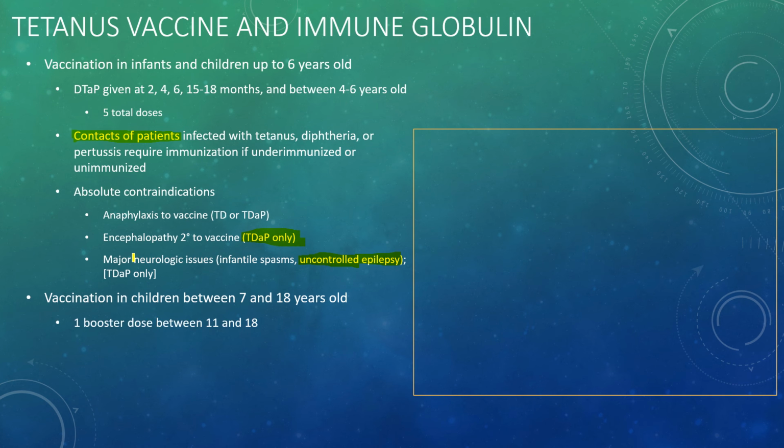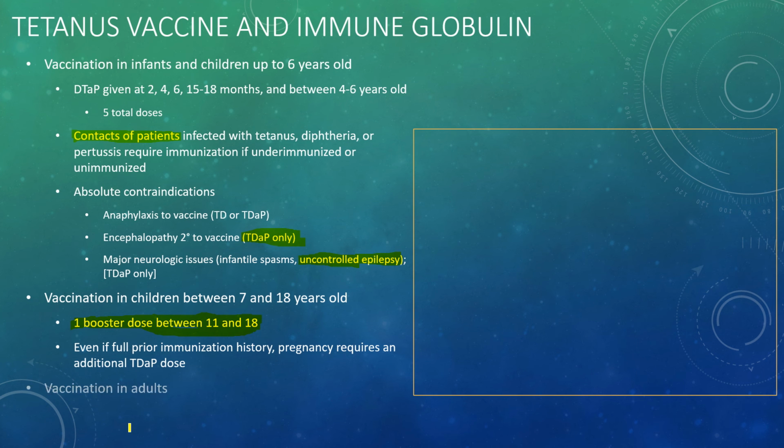Vaccination in children also happens between years 7 and 18. You get 1 booster dose between 11 and 18 years old. So even if they have a prior immunization history, a pregnant girl has to get an additional Tdap dose, even if they got a full immunization. So if a patient is between 11 and 18 and is pregnant, she needs an extra dose of Tdap to protect her and the infant.